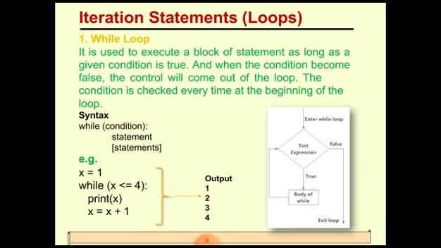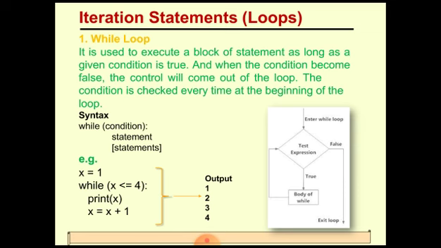The condition is checked every time at the beginning of the loop, before starting the loop. Well, the syntax is very simple. You write the while keyword, and then write the condition within parentheses, just like in the case of if. Now just specify the colon here.